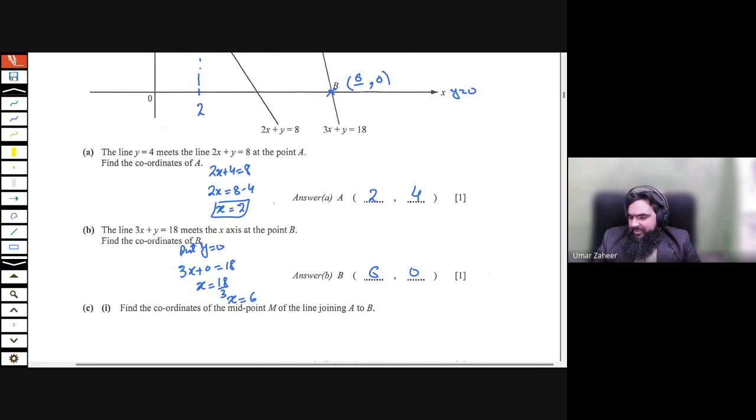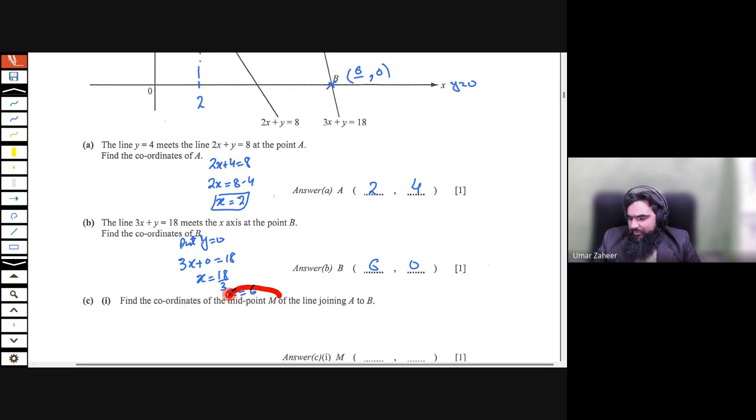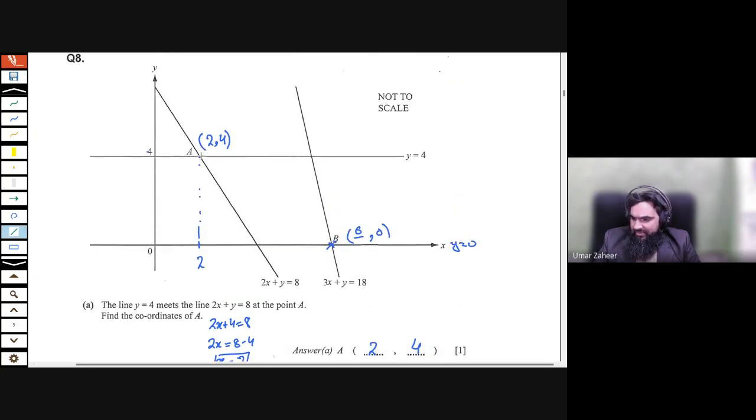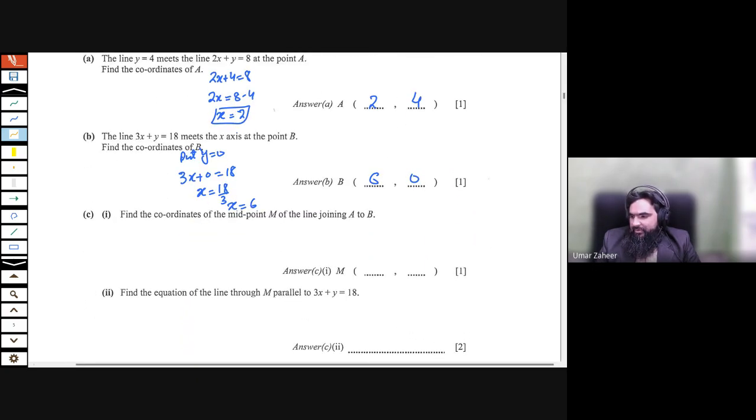Now, in the next part, he says to find the coordinate of the midpoint M of the line joining AB. Okay, there is a line that joins AB, and you need to find the midpoint. We have the coordinates of A and the coordinates of B. The formula for the midpoint is (x1 plus x2) divided by 2, (y1 plus y2) divided by 2.